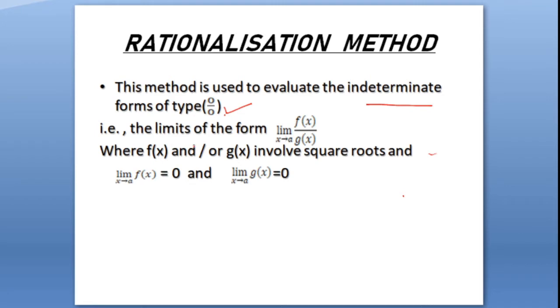In this method, if the form is 0 by 0, then we can use it. The limits of the form will be limit of f(x) by g(x) as x tends to a, where f(x) or g(x) involves square roots, and limit of f(x) as x tends to a is equal to 0 and limit of g(x) as x tends to a equals 0. Then we will use the rationalization method.